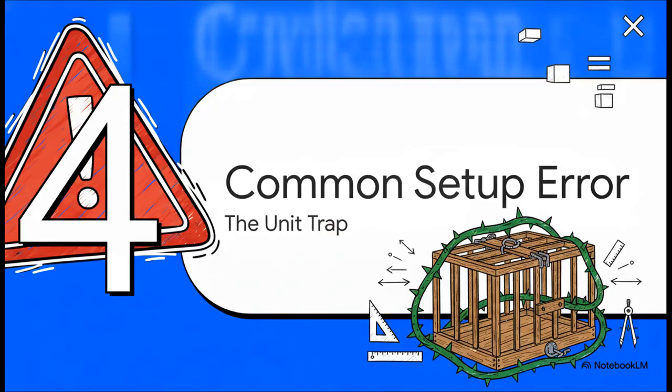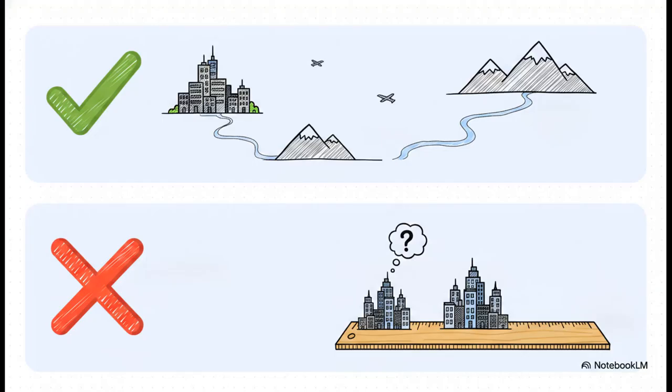All right, Section 4, one common setup error. We call this the unit trap. Now that you totally know how to do it right, we really need to pivot to a major setup error that pops up constantly in classroom assessments. Take a very careful look at the difference here. The top equation correctly keeps the units attached. 3.5 inches multiplied by 5 miles per inch equals 17.5 miles. But the bottom equation, it drops the units entirely. 3.5 times 5 equals 17.5 inches.